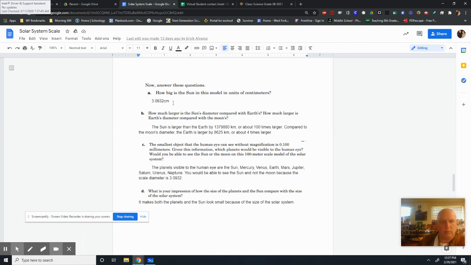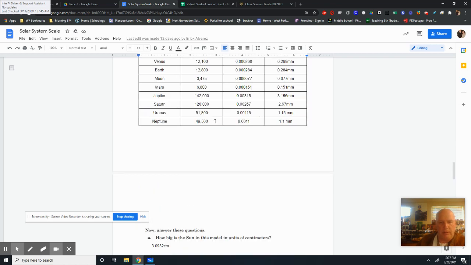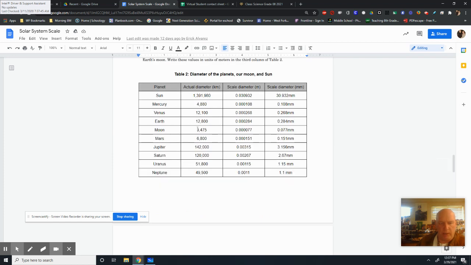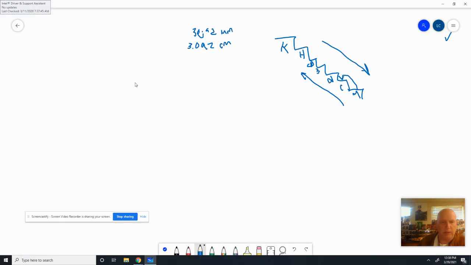So 3.092 centimeters. How much larger is the sun's diameter compared to that of the Earth's? That's kind of easy to figure out. The Earth's diameter right here is 12,800. What do I need to multiply that by to get to this right here? If I add another zero, that gives me 128,000.